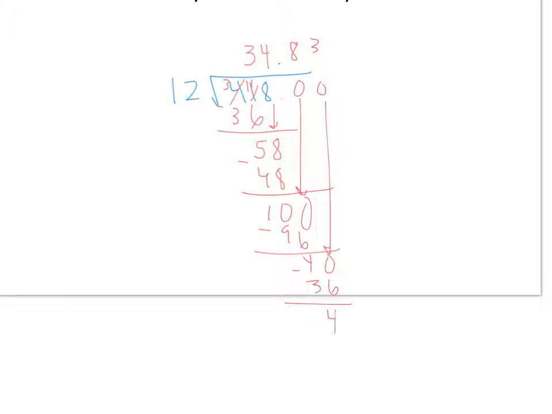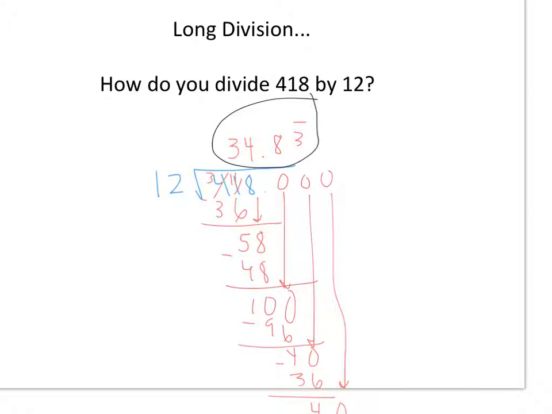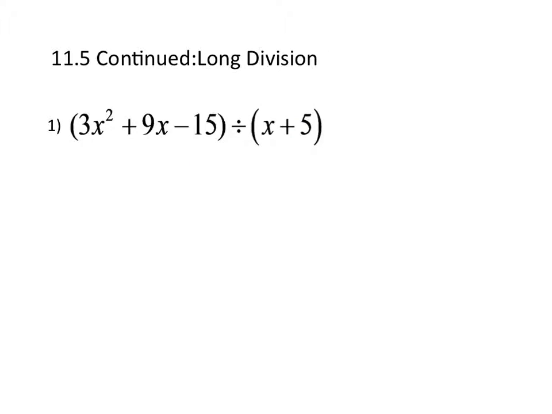Subtract, 4. If I bring down another 0, I'll get 40 again, and so this process will repeat. So therefore I can put a bar above the 3 for bar notation. So 418 divided by 12 is 34.83 repeating. So again, just a little reminder on long division. Now that reminder will help us because we are going to use long division here with polynomials.